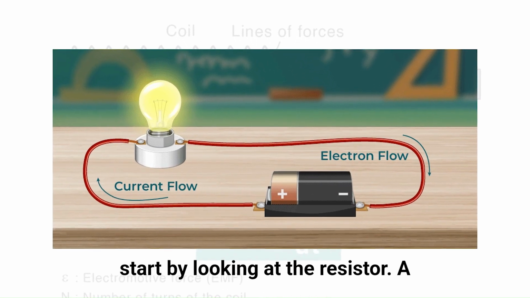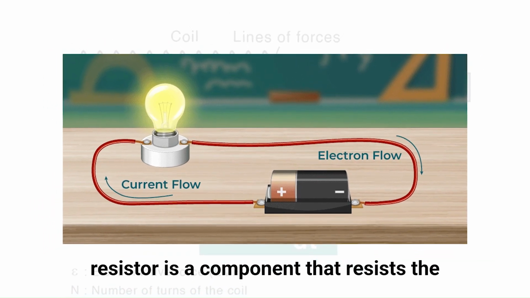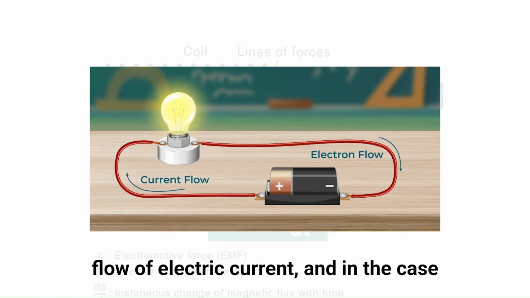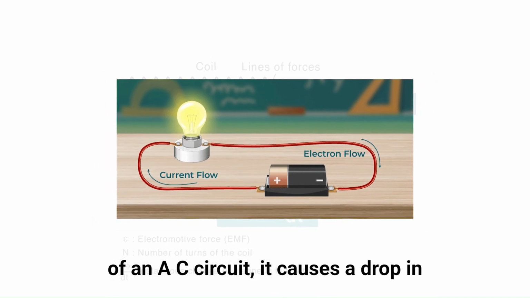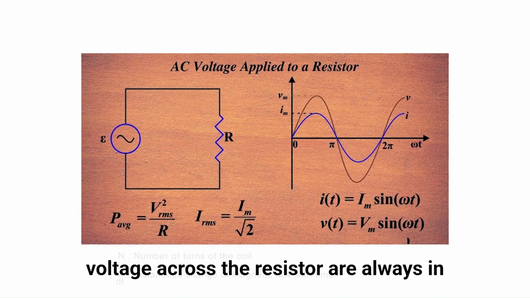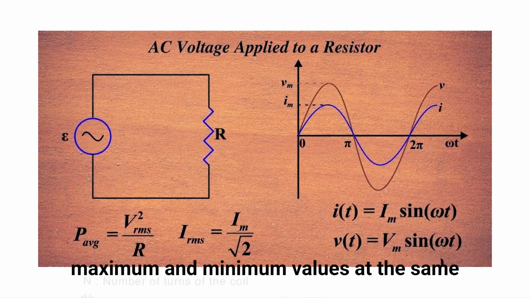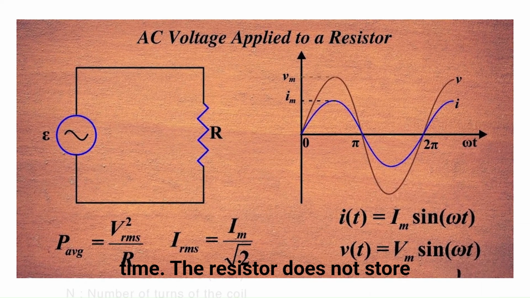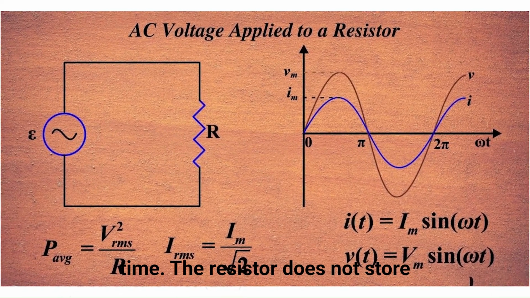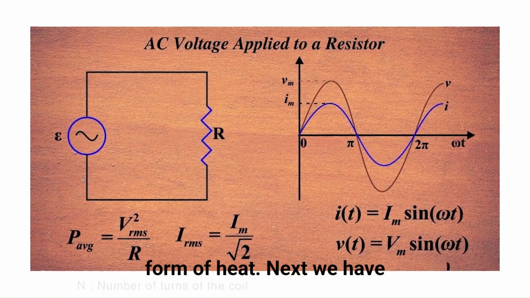Let's start by looking at the resistor. A resistor is a component that resists the flow of electric current, and in the case of an AC circuit, it causes a drop in voltage. However, the current and voltage across the resistor are always in phase, which means they both reach their maximum and minimum values at the same time. The resistor doesn't store energy, it simply dissipates it in the form of heat.